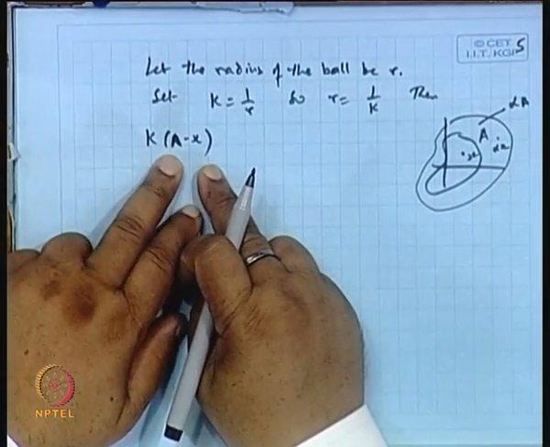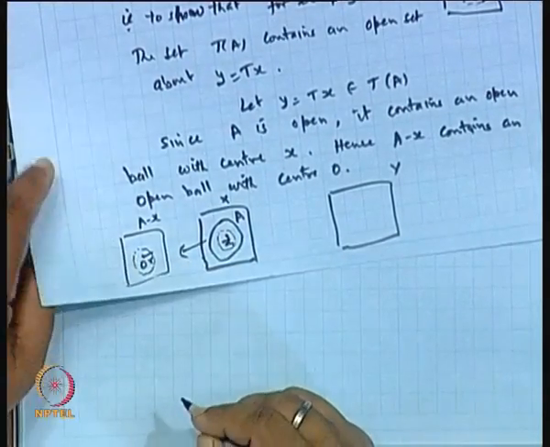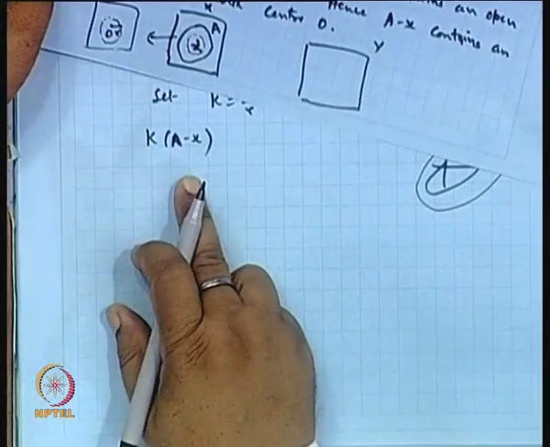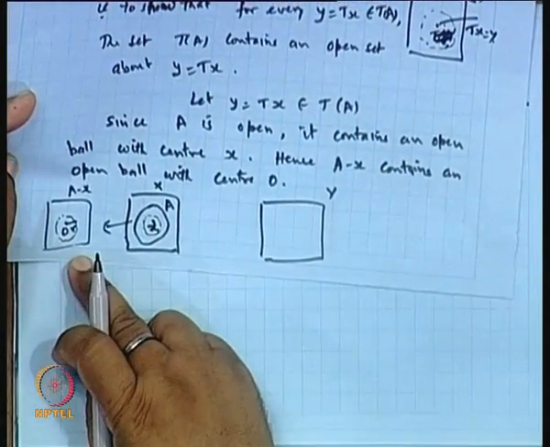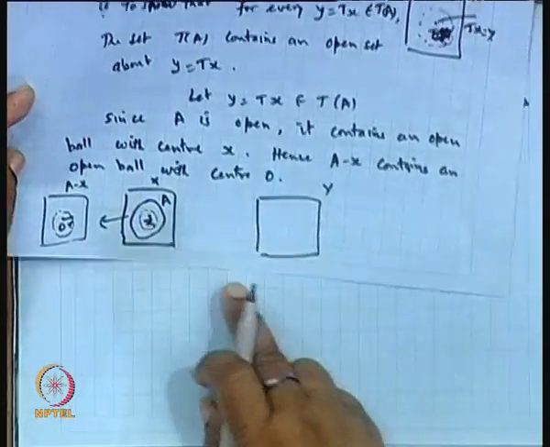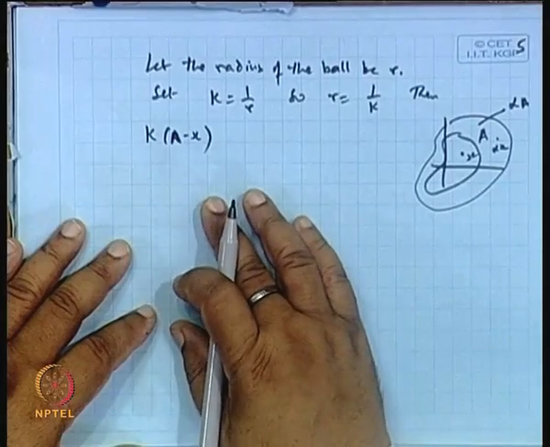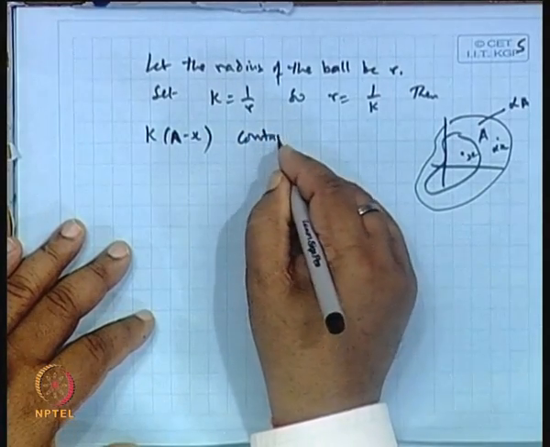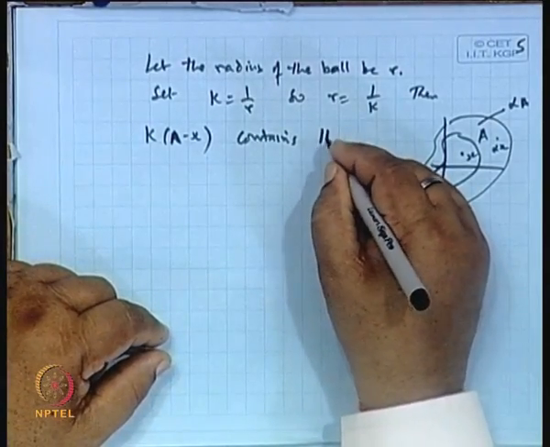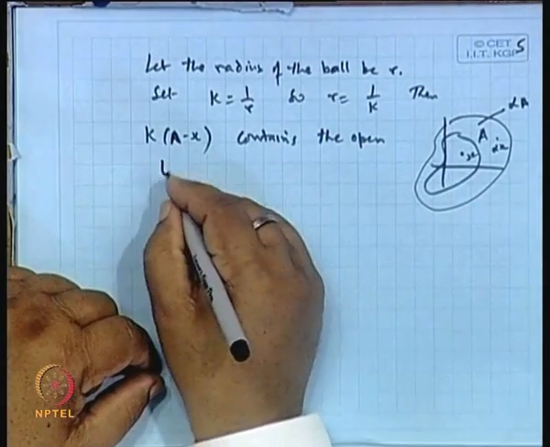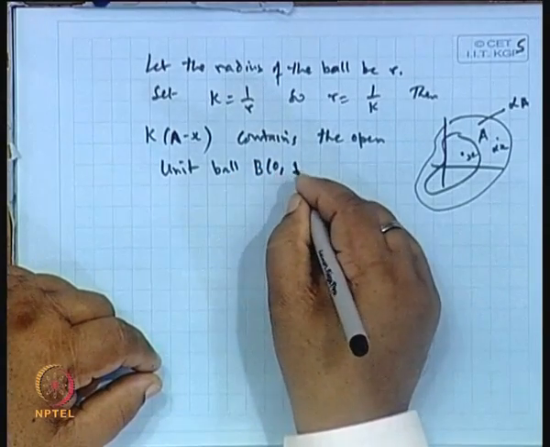So, k of A minus x contains a ball at the center 0 with a radius r. When you take k of this, then the radius will be k r, and k is 1 by r. So, it becomes 1. So, centered at 0 and radius 1, this space will contain. Okay. So, A minus x contains an open ball there, then k of A minus x contains the open unit ball V centered at 0 and radius 1.